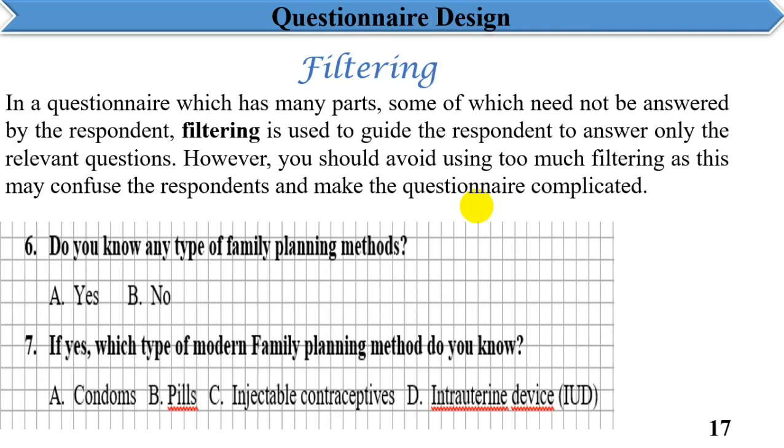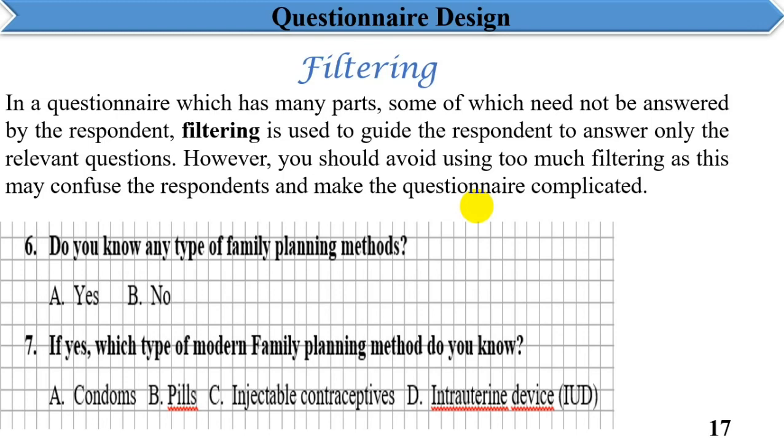These two questions do not relate, because the first question is asking if you know any type of family planning method, and the second question is talking about modern family planning method. So either you rephrase the first question or you rephrase the second, because you have introduced filtering. Those who are going to say no, we don't need their response. This is what we mean by filtering. We need just those who have said yes.